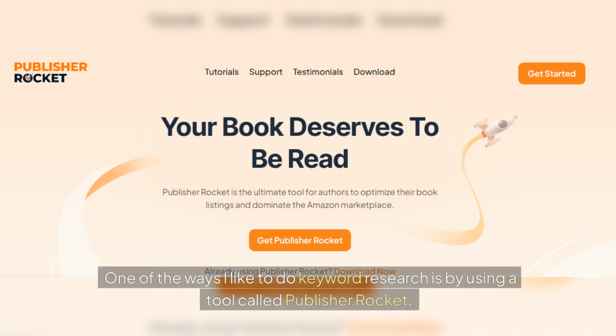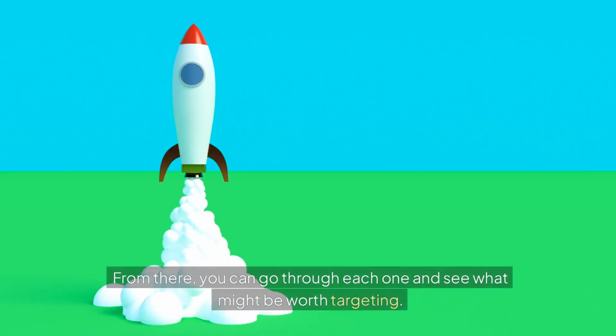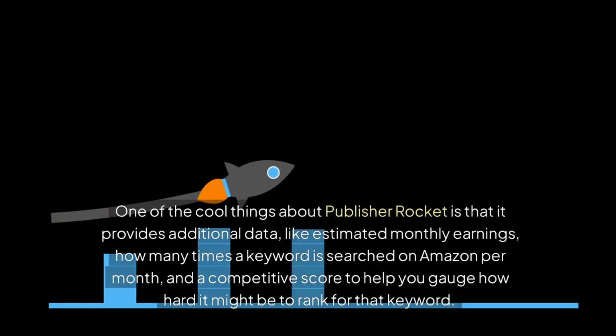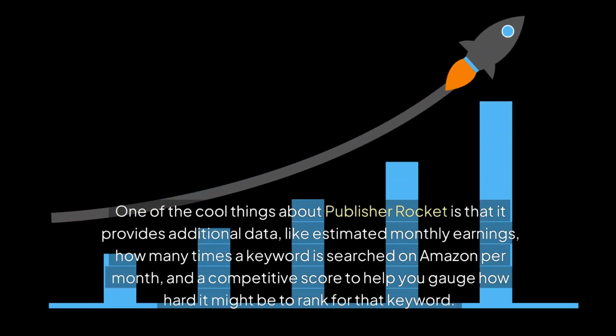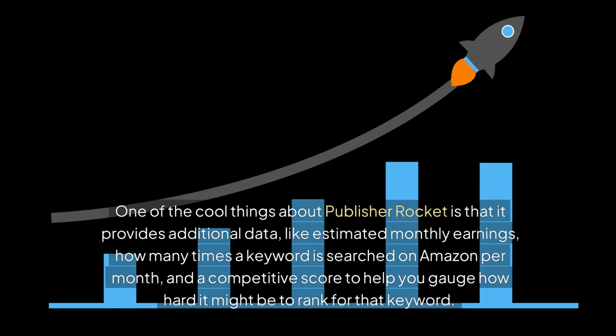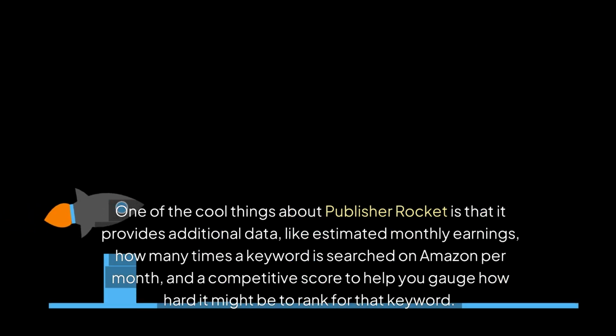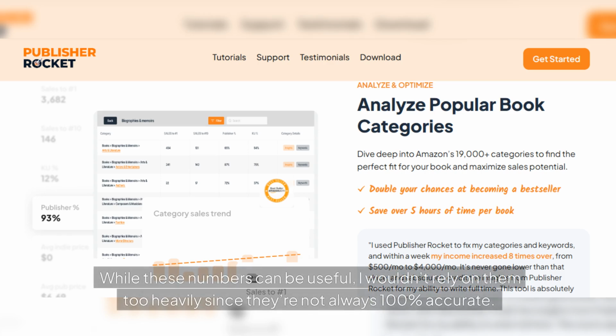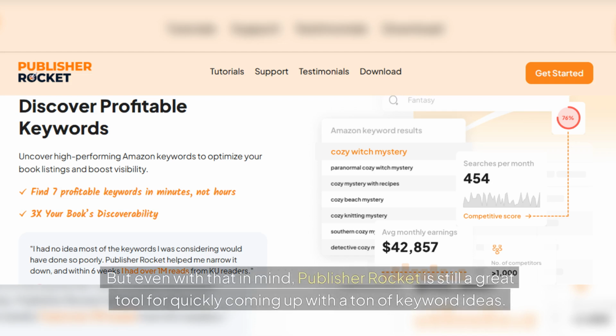One of the ways I like to do keyword research is by using a tool called Publisher Rocket. From there, you can go through each one and see what might be worth targeting. One of the cool things about Publisher Rocket is that it provides additional data, like estimated monthly earnings, how many times a keyword is searched on Amazon per month, and a competitive score to help you gauge how hard it might be to rank for that keyword. While these numbers can be useful, I wouldn't rely on them too heavily since they're not always 100% accurate. But even with that in mind, Publisher Rocket is still a great tool for quickly coming up with a ton of keyword ideas.